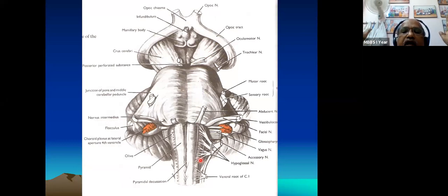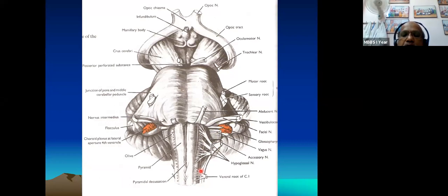Why it is important in anatomy is the attachment of cranial nerves. You are able to make out all the cranial nerves here. So this is optic, oculomotor, trochlear, trigeminal, abducens, facial, vestibulocochlear, and the 9th, 10th, 11th cranial nerves here. The hypoglossal nerve is here. So all the cranial nerves are attached here to the brainstem. That is called the superficial attachment of cranial nerves to the brainstem.